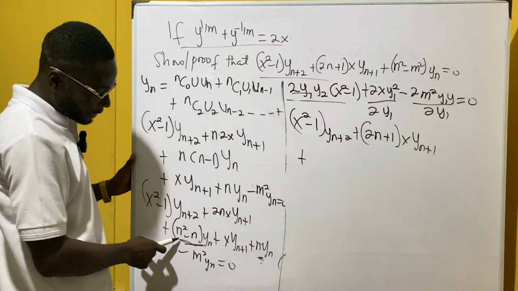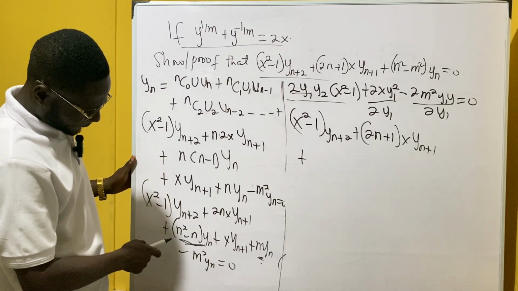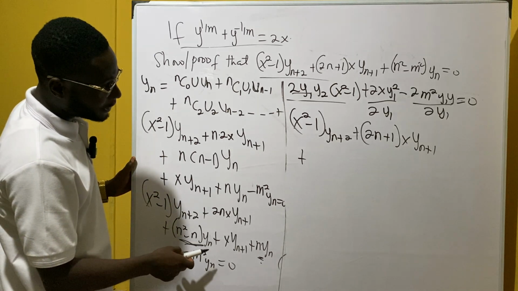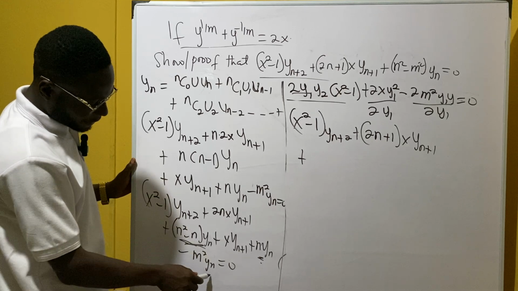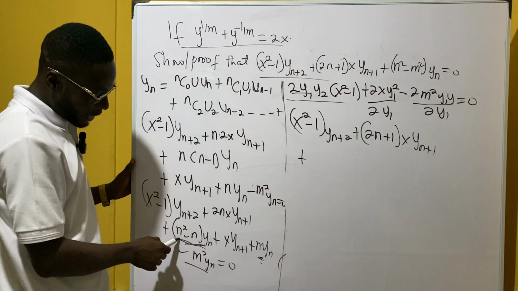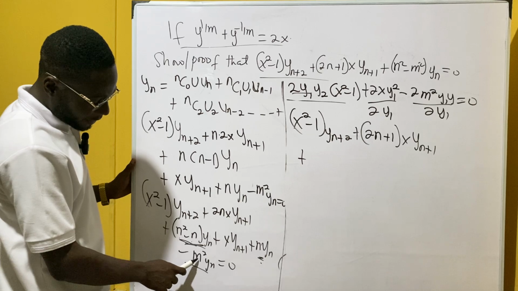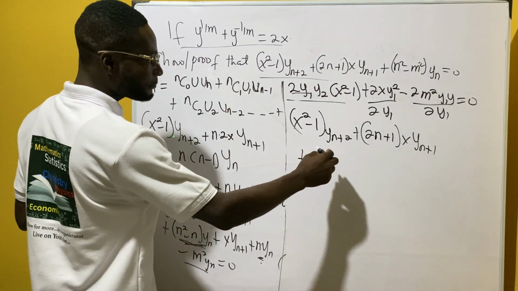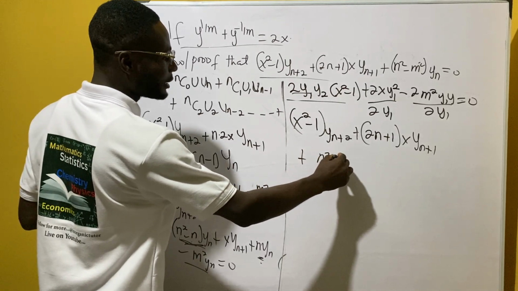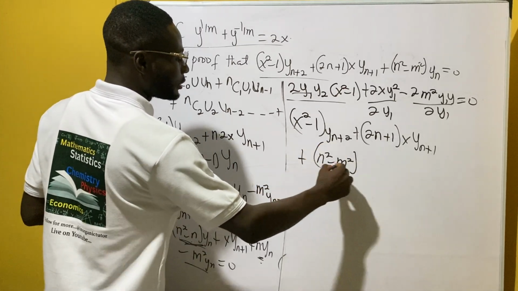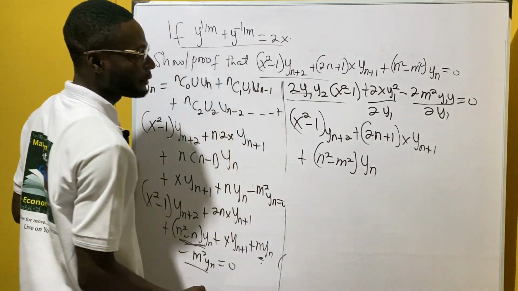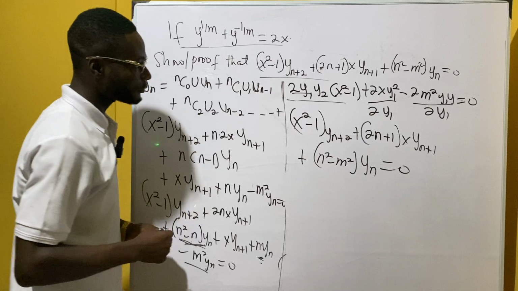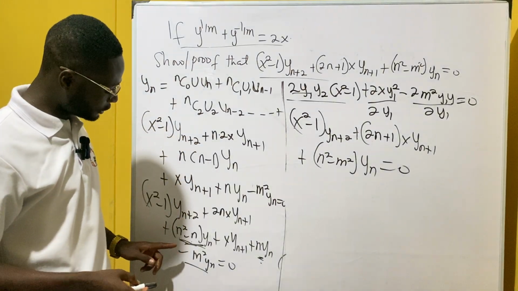So when we factor, this right here and this right here, because we have n squared minus n, and then we have minus m squared, right? So we can say that we have n squared minus m squared yn right here, and that should be equal to 0. Hence our formula is proven.